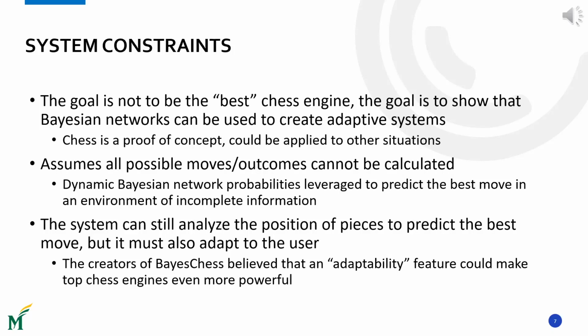They are still analyzing the position of the pieces to predict the best move, which means there is a combination of information here that's not just immediately built into the network. They use kind of a classic approach to analyzing the position of the pieces based on relative value of a piece on a given square, and we'll dive into that in a little bit more detail in a few minutes.